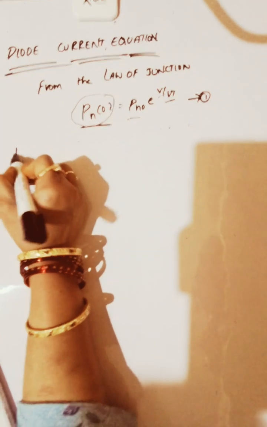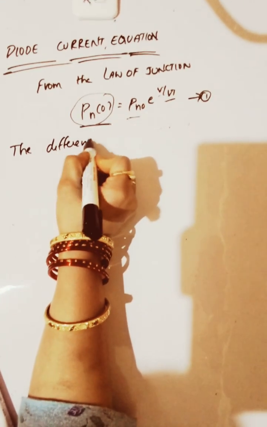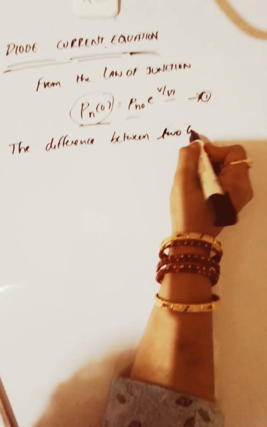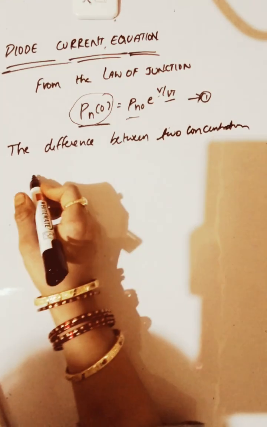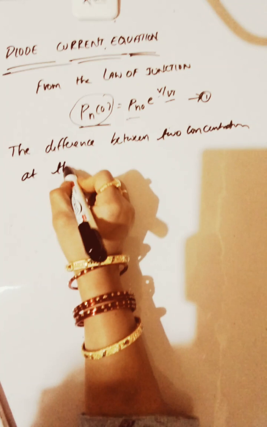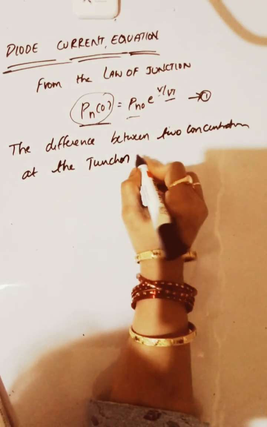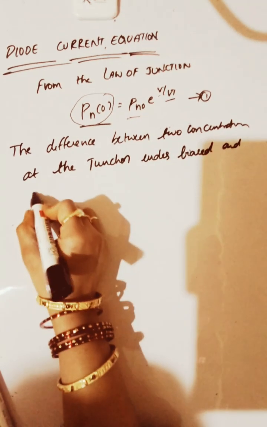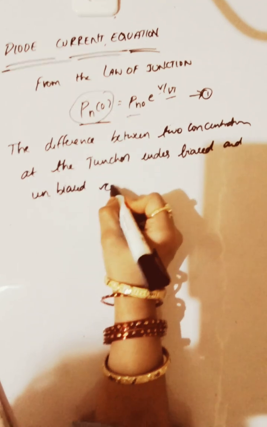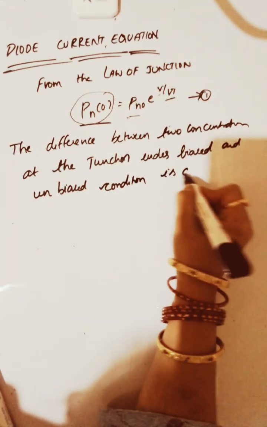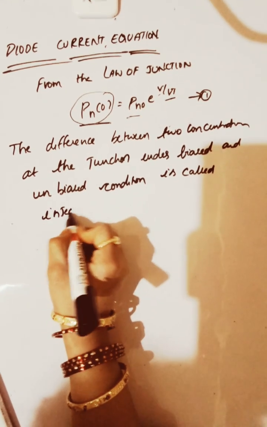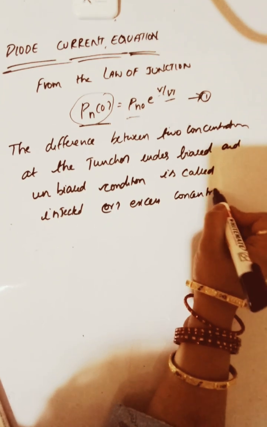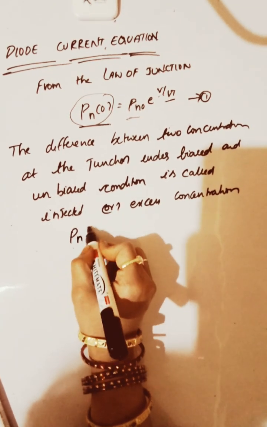I am writing here, let us see. The difference between two concentrations at the junction under biased and unbiased condition is called injected or excess concentration. It is denoted as pn(0).